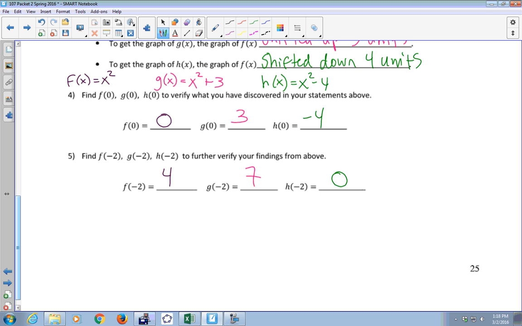So again, to get the y value from f to the y value of g, you're adding 3. The y value of f to the y value of h, you're subtracting 4.